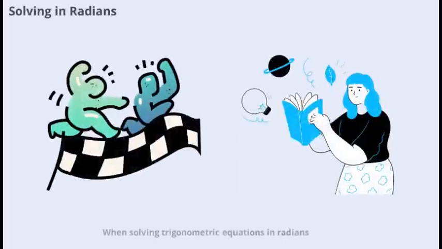In solving trigonometric equations in radians, always ensure your calculator is set to the correct mode. The process is similar to solving in degrees, but the answers are given in terms of pi or decimal approximations. This is especially important in advanced mathematics, where radians are the standard unit.